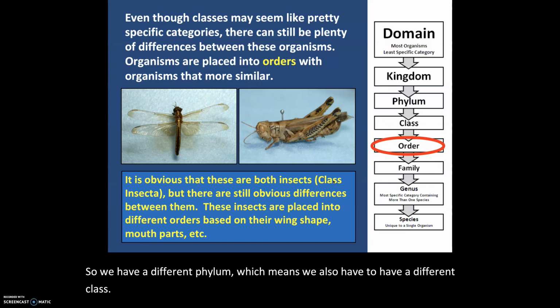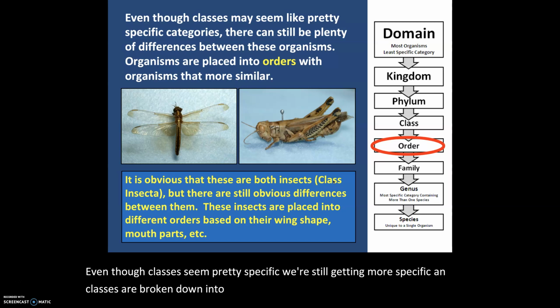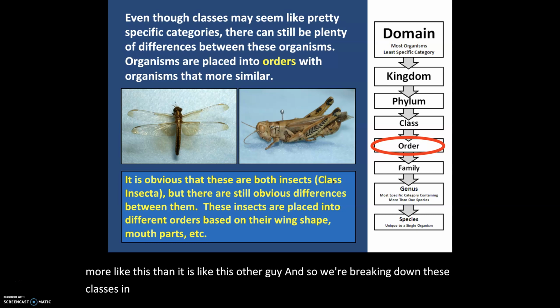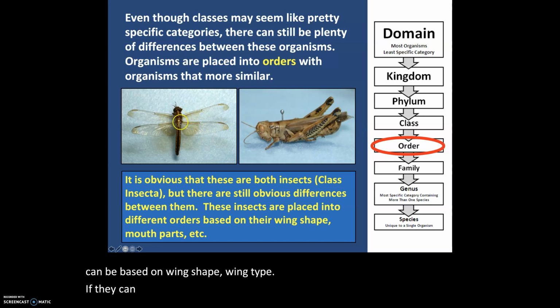Even though classes seem pretty specific, we're still getting more and more specific, and classes are broken down into orders. And it's just one more way to say, hey, this is more like this than it is like this other guy. And so we're breaking down these classes into a little more specific orders. And orders in insects can be based on wing shape, wing type, if they can be collapsed, if they're a compound wing, which means they have two wings. And so that's what you would actually use to classify for order.